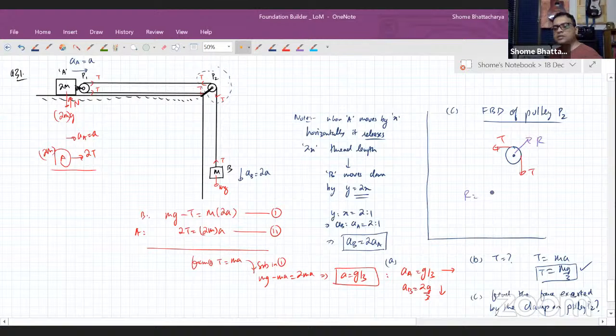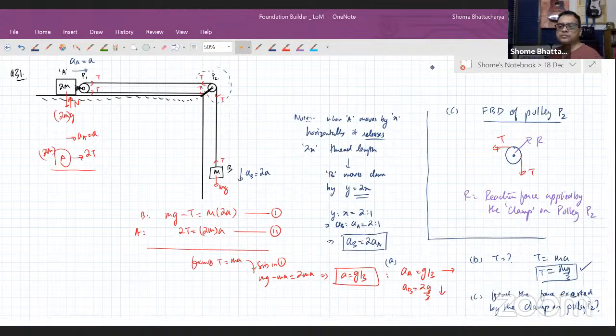So R is the reaction force applied by the clamp on the pulley. Yeah, if you take g as 10, you can take it as 10 m by 3. That's correct.